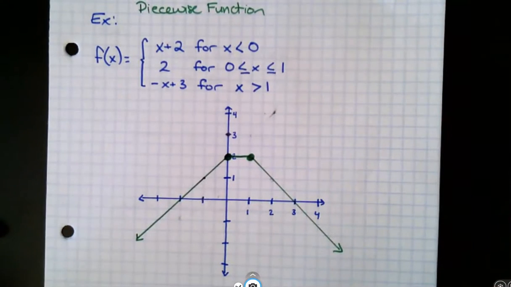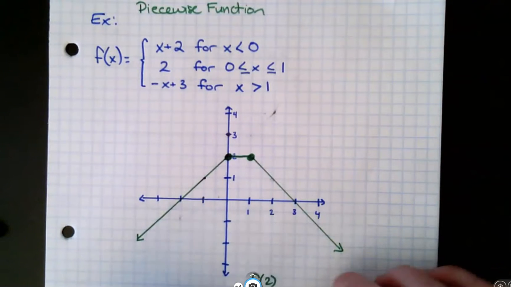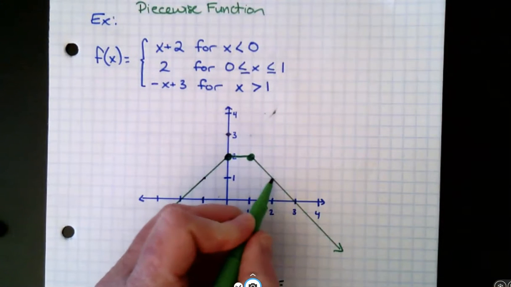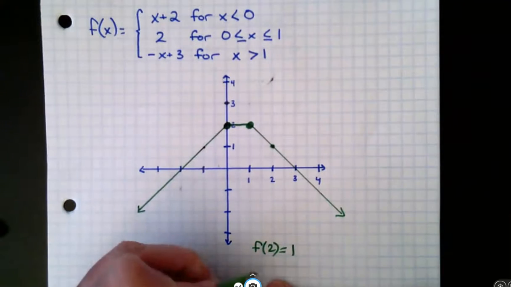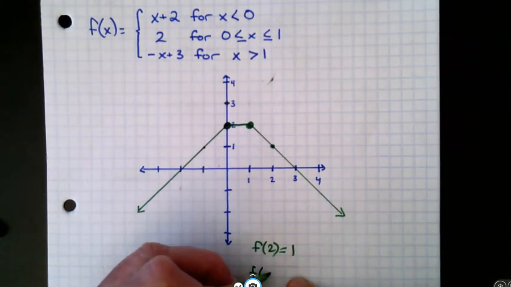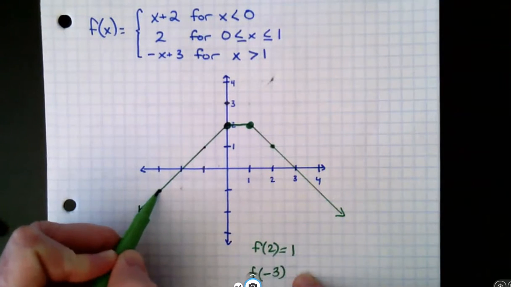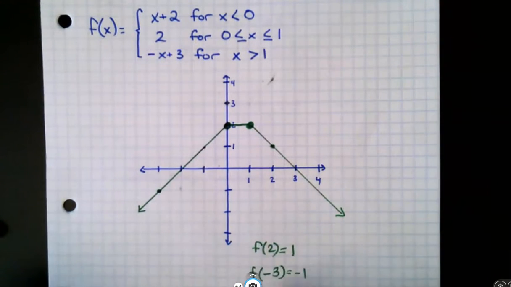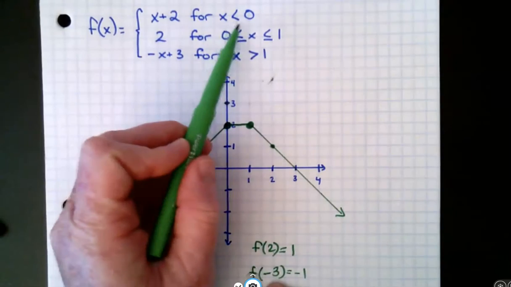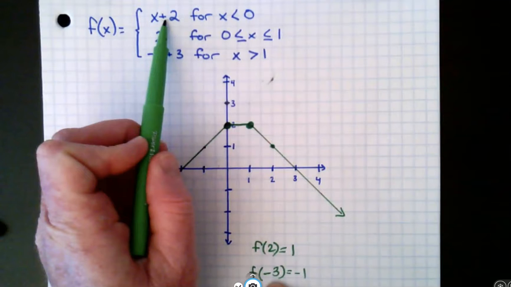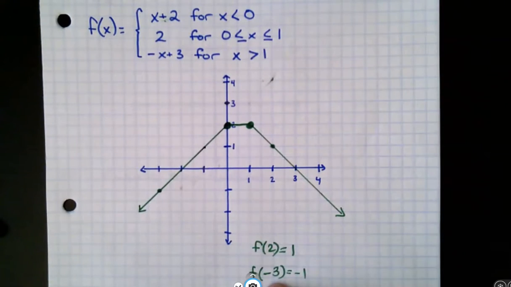If you were asked to evaluate f of 2, for instance, we go to where 2 is, and the output is 1. If you were asked to evaluate f of negative 3, it would be right here, so it would be negative 1. You could also plug it into the values. When x is negative 3, that's this part of the piecewise function, so I'd plug negative 3 in there. Negative 3 plus 2 is negative 1. All right, so there's piecewise.